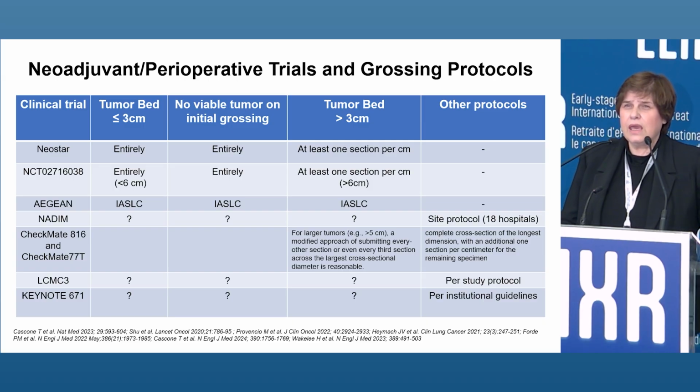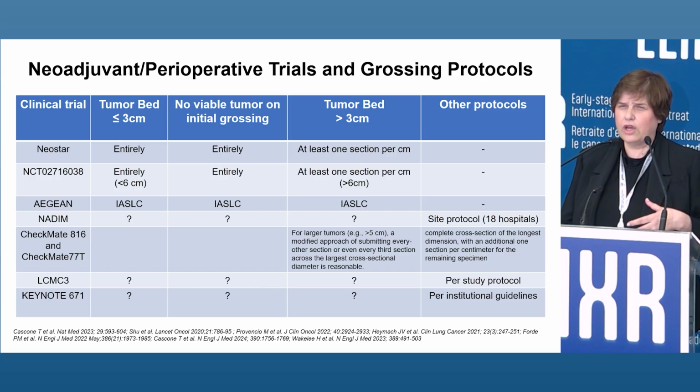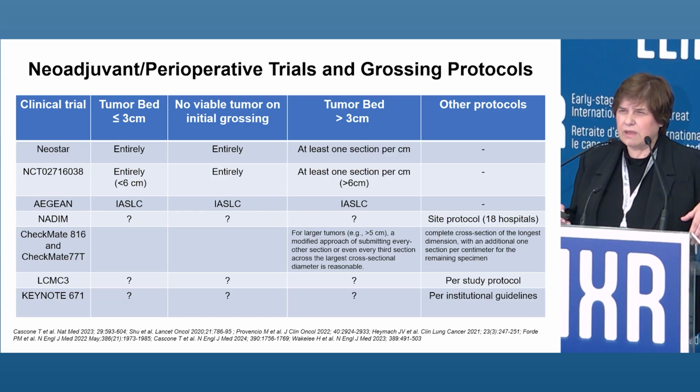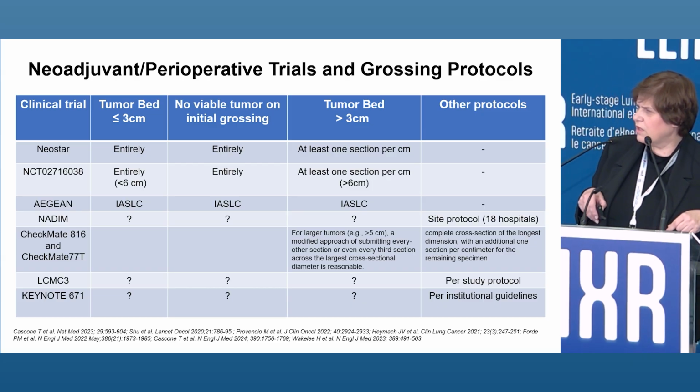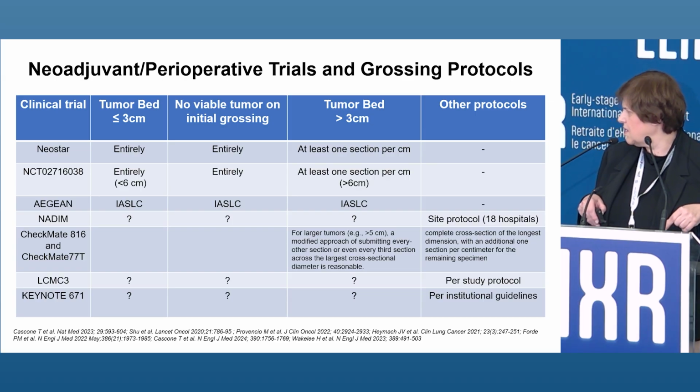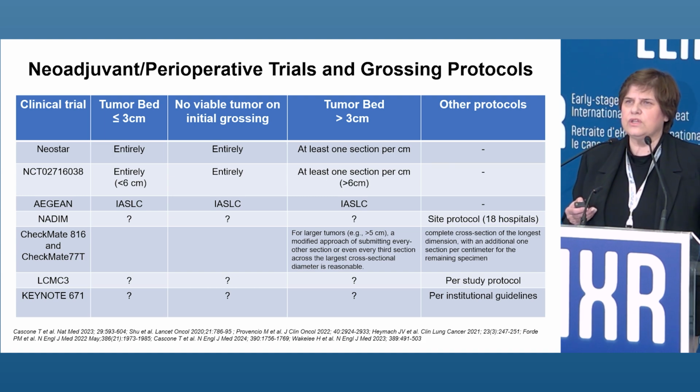So essentially, some of the trials do follow the recommendation of the IASLC. Some of the trials use a 6 centimeter tumor size when they decide whether to submit everything or not. And then some others basically said every 3rd section of the largest diameter is okay. Then some said just follow the institutional guidelines. And I have to say, we don't have guidelines in thoracic pathology on how to process those specimens. So what are these guidelines? It could be between 2 sections and 35 sections, 100 sections, so it's all over the place. So we have to standardize this because this is a true issue.